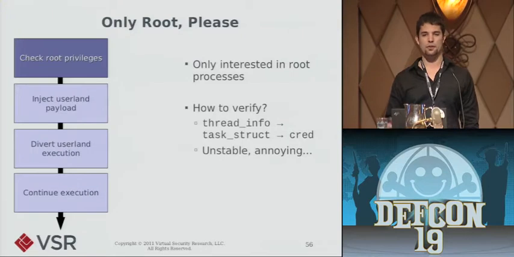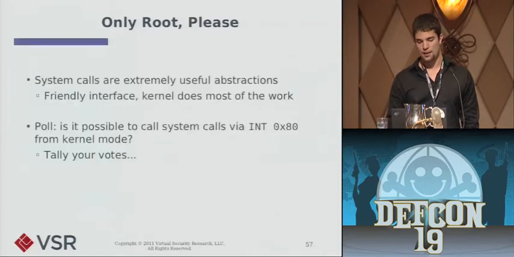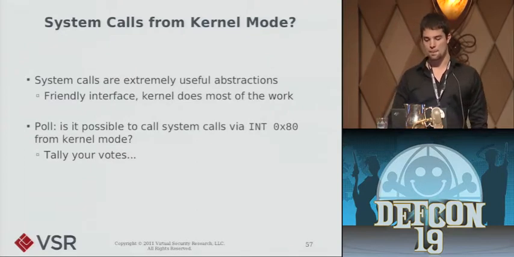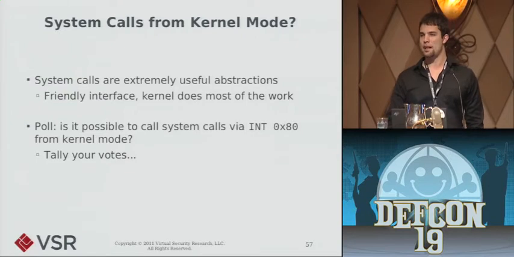But each of these structures is unstable. They change a lot between different kernel versions. You'd have to do it heuristically, and it's sort of a pain. It'd be really nice if we could just call getuid, because that's something we know and understand. It's a very simple interface that will immediately tell us what our user ID is. But the question is, is it possible to call system calls from kernel mode?